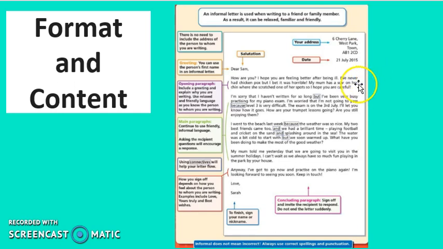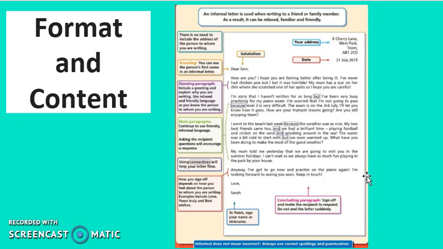So as you can see here, it's 1, 2, 3, 4, 5 paragraphs, but the last two are very, very short. And depending on the number of words the exam is asking you to write is the number of paragraphs that you're going to write as well. So at least you have to write 3 paragraphs. The one where you salute, the second where you inform or you ask for information, and the third one where you say your farewell. At least you have to have these 3 paragraphs.